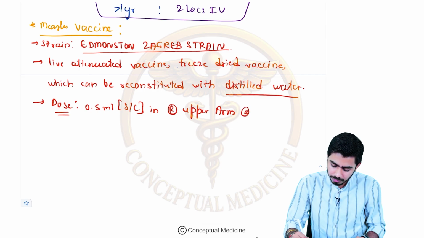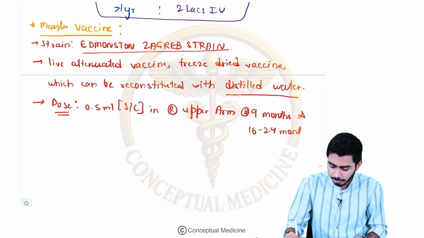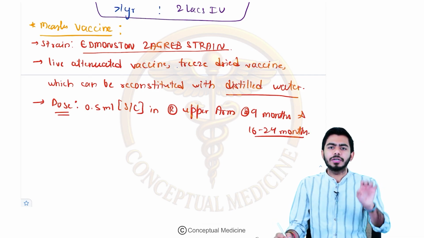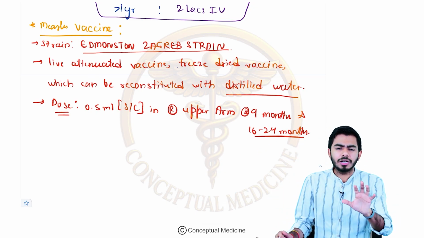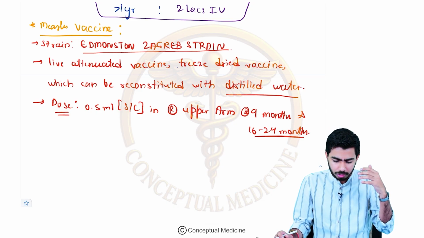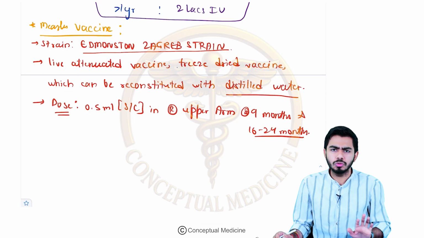At what time will you give it? I will give it at 9 months, and then at 16 to 24 months. Okay guys, once we are clear with that, what about the doses? If we talk about the MCV, measles containing vaccine, we give 2 doses basically.